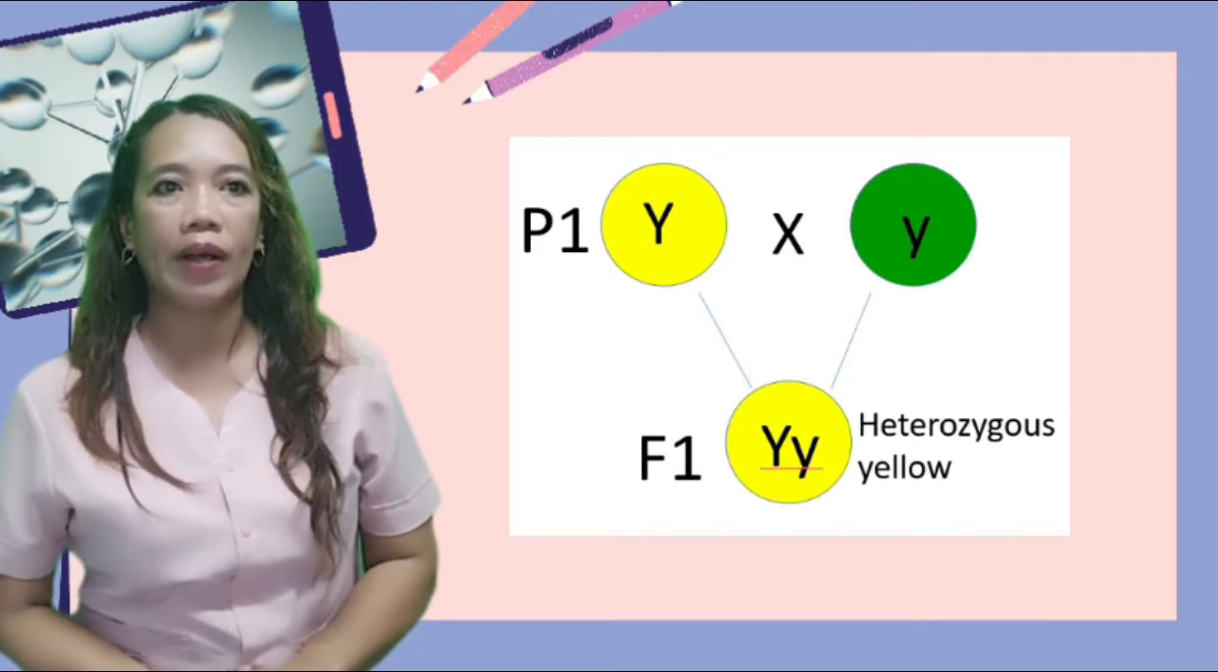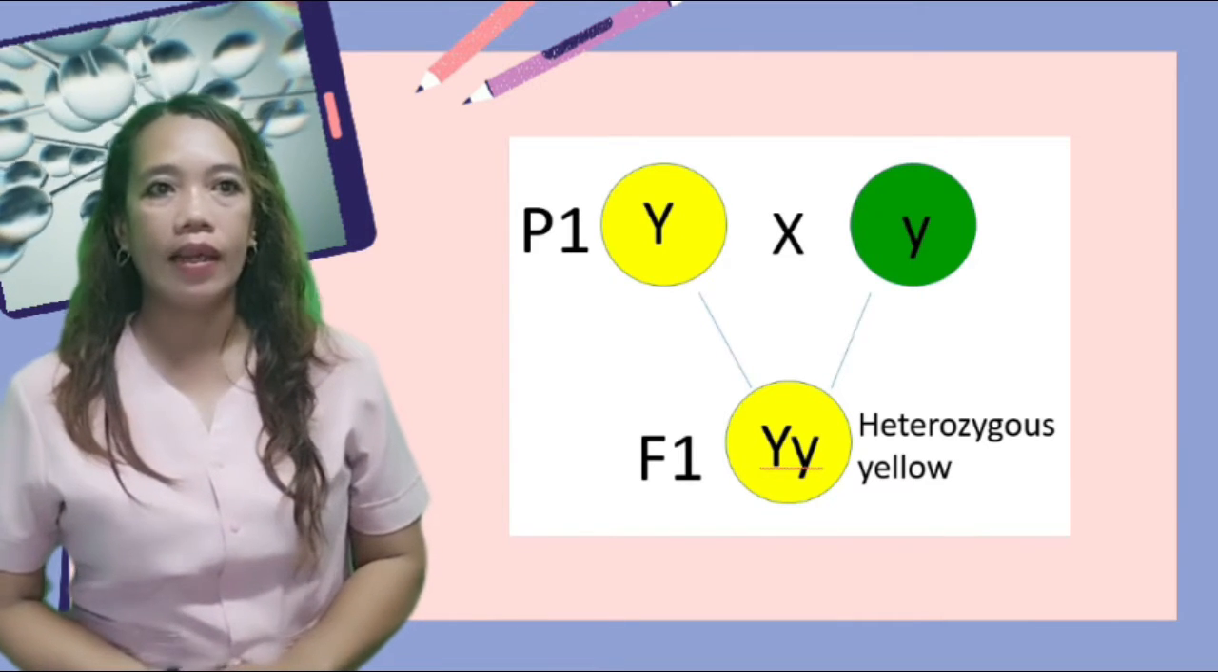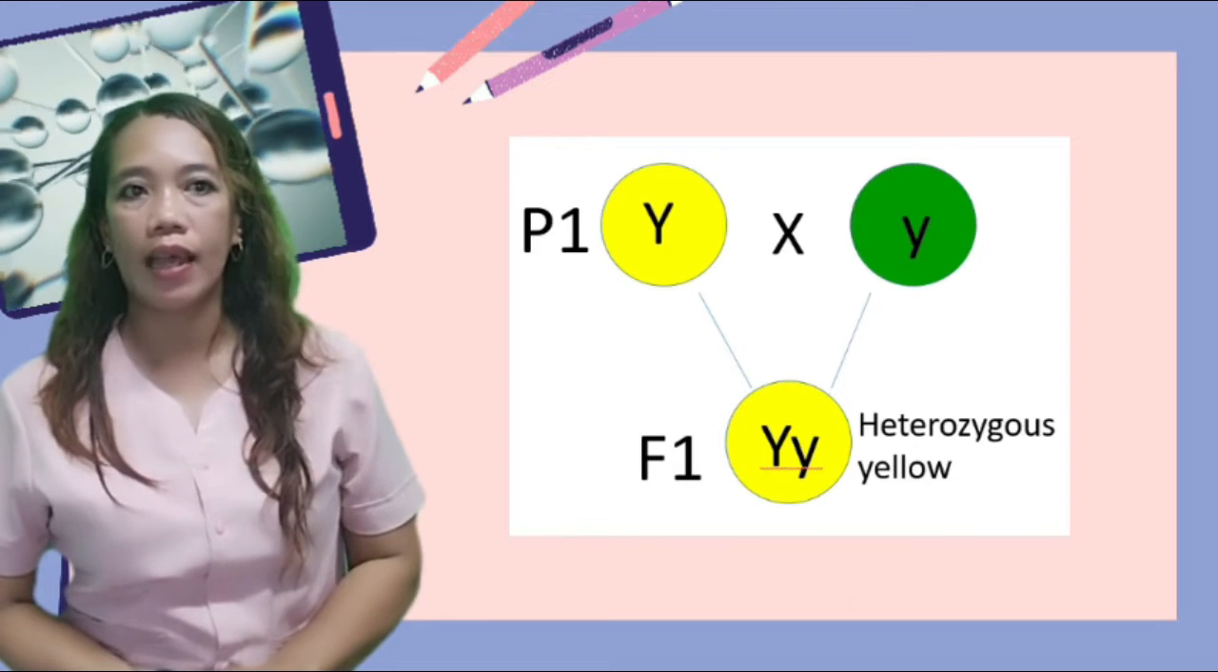In the case of capital Y and small y, since yellow is dominant, the phenotype of the offspring is heterozygous yellow. Another example for genotype is 2 small y. The phenotype of this organism is homozygous green. For 2 capital Y genotype, the phenotype is homozygous yellow.